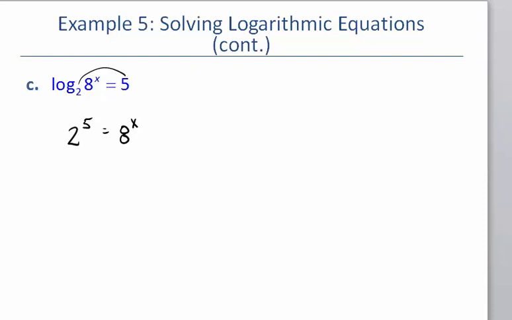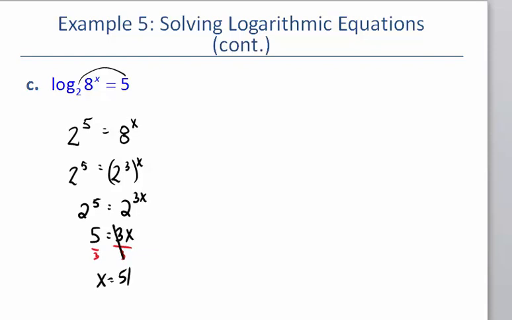And remember, your goal on these exponential equations is to write them with the same base. So 8 could be written as 2 to the 3rd. So we have 2 to the 5th is equal to 2 to the 3x. So how are those two equal? They now have the same base, so those exponents need to be equal. So we have 5 is equal to 3x. Divide both sides by 3. X is equal to 5/3. And that will complete that one.